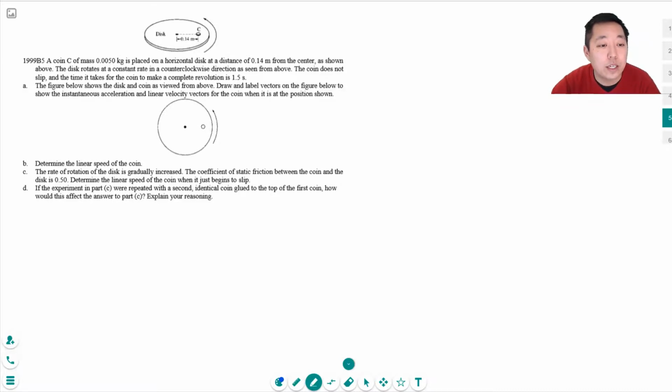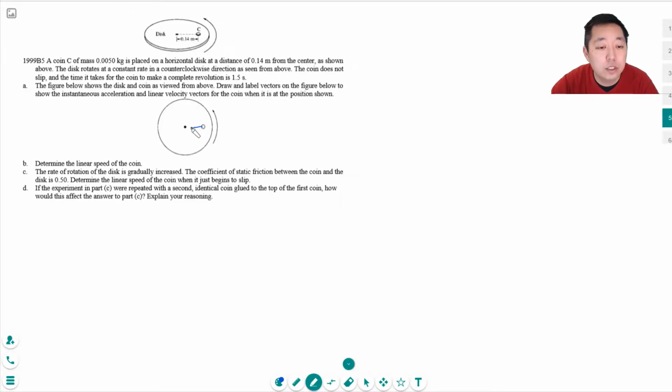A coin C of mass 0.005 kilograms is placed on a horizontal disc at a distance 0.14 meters from the center as shown above. The disc rotates at a constant rate in a counterclockwise direction seen from above. The coin does not slip, and the time it takes for the coin to make a complete revolution is 1.5 seconds. The figure below shows the disc and coin as viewed from above. Draw and label vectors on the figure below to show the instantaneous acceleration and linear velocity vectors for the coin when it is at the position below.